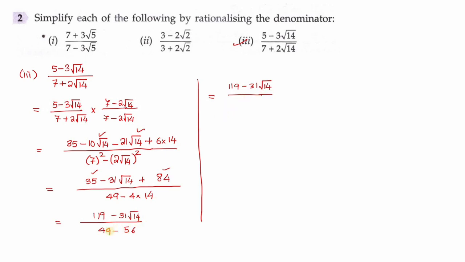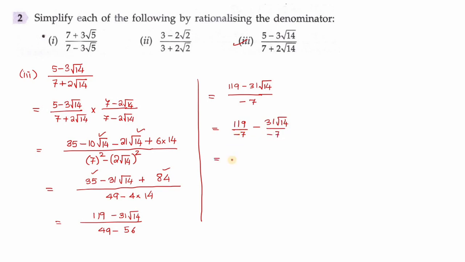Right, whole divided by, okay, so we have the bigger number is negative, so it becomes negative now. So 56 minus 49 is 7. Okay, so if you want to leave your answer like this, that's okay, or else if you want to simplify further, you can do that as well. For example, I can write this as 119 by minus 7 minus 31 root 14 by minus 7. I can write this way also.